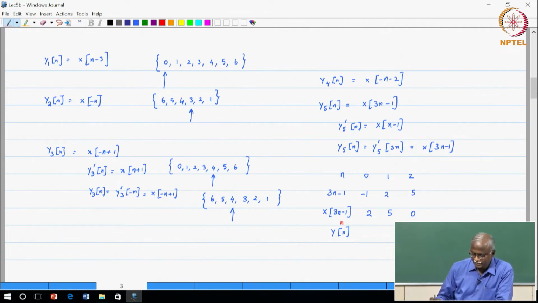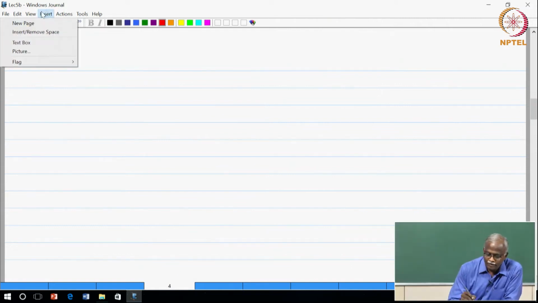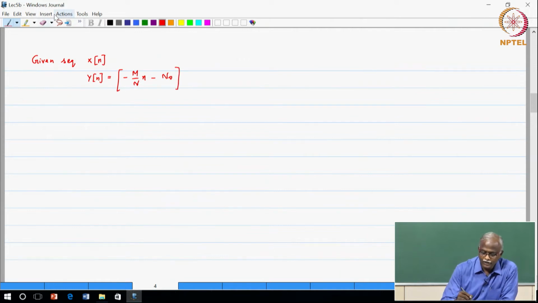Now, I am assuming that these are fairly rudimentary examples which you are quite comfortable with. What I would like to do is just mention, and we will come back to look at several examples both in the class and in the tutorials. So, this is the general case. If I am given a sequence x of n and I am required to obtain y of n equal to x of minus m by n times n minus n naught. Okay.